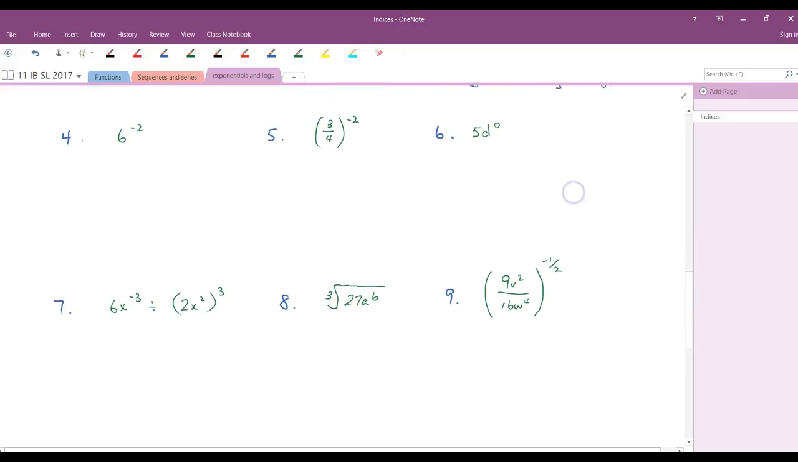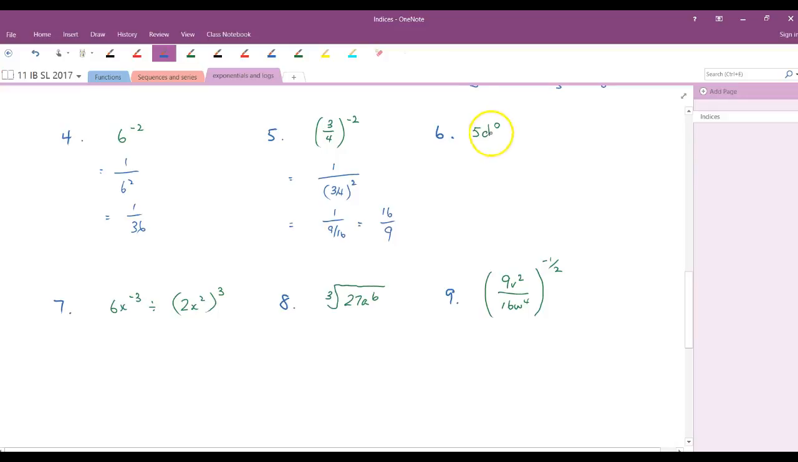Do 4, 5, and 6 now. 6 to the minus 2 I know is 1 over 6 to the power of positive 2, so 1 over 36. Over here in question 5, I know that in this example, 3/4 to the power of minus 2, well that's 1 over 3/4 to the power of positive 2, and 3/4 to the power of positive 2 is 9 over 16, so 1 over 9 over 16, and that's equal to 16 over 9.